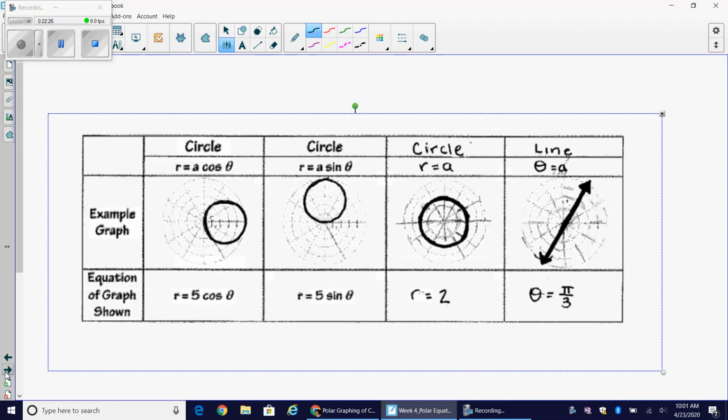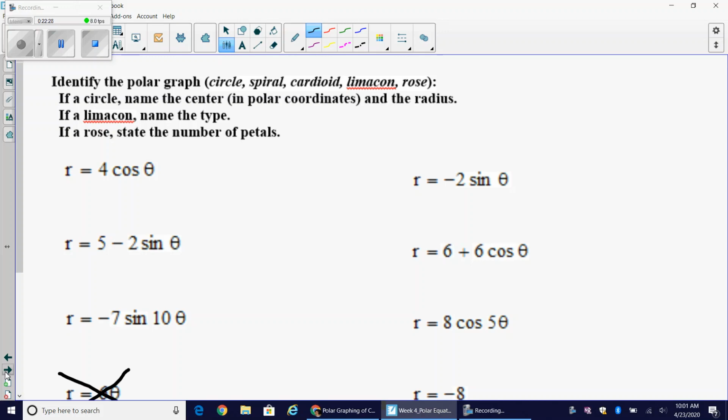All right, just to wrap up, I know this has been a lengthy video. I'm hoping it's helpful. What you're going to need to be able to do this week is being able to look at a function and identify what kind of polar you're working with, okay? And you can always use Desmos as a check, right?